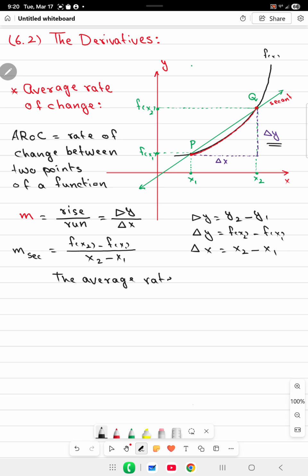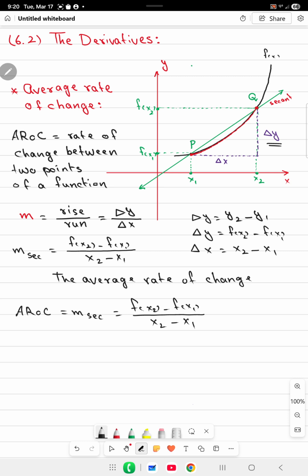This formula, f of x2 minus f of x1 over x2 minus x1, represents the average rate of change of the function f. Correct? In the past, they always introduced the slope of a line. For us, the slope of a secant line means the average rate of change. Correct? Then I can say the average rate of change, which is the slope of the secant line, equals f of x2 minus f of x1 over x2 minus x1.